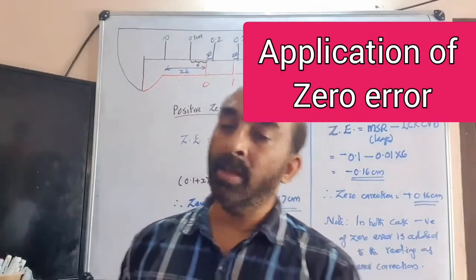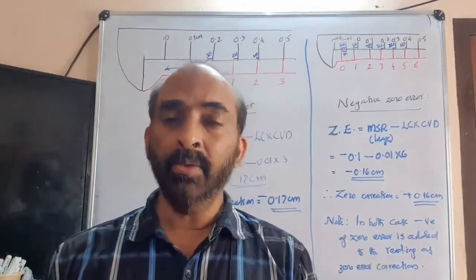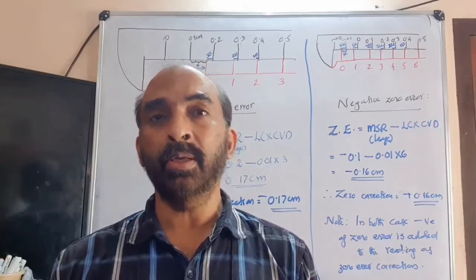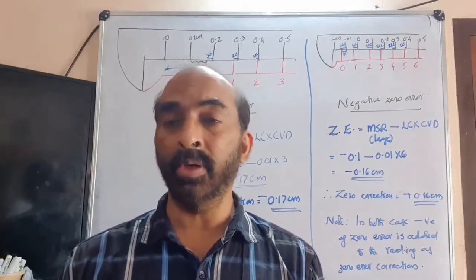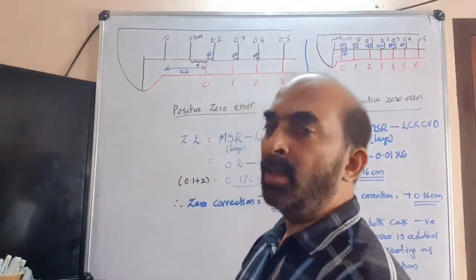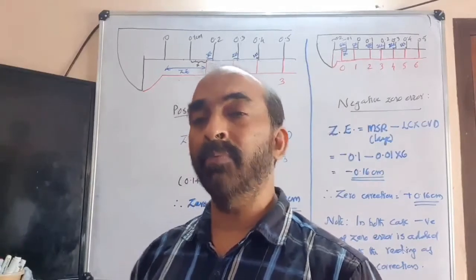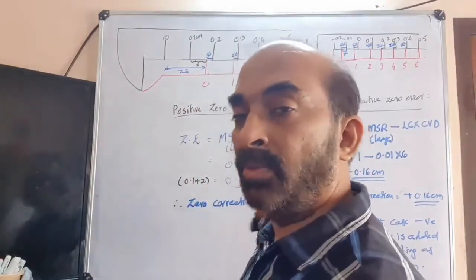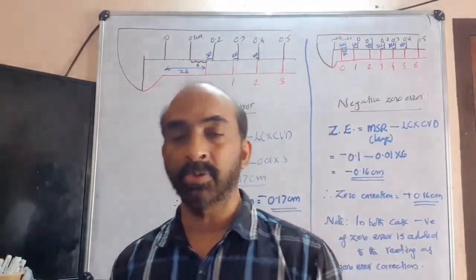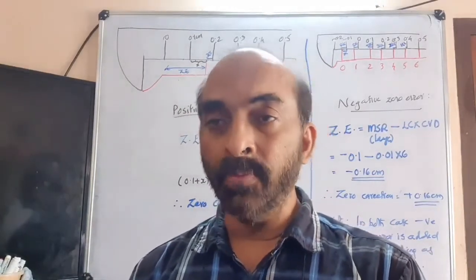Now we consider how to apply zero error correction for retrograde vernier calipers. As we have already seen, zero error can be either positive or negative. When the zero of the vernier is towards the left of the main scale 0, the correction is negative, and when the zero of the vernier is towards the right of the main scale, the correction is positive. So we consider both. First we consider the positive zero error.